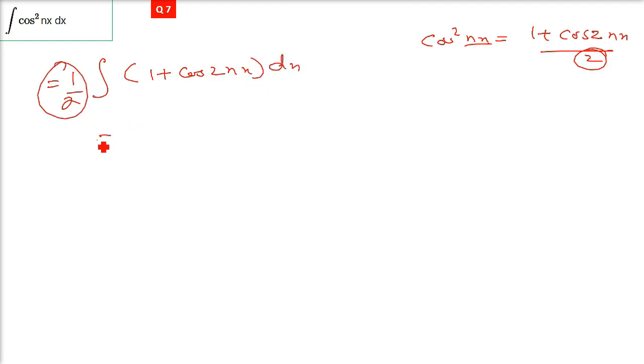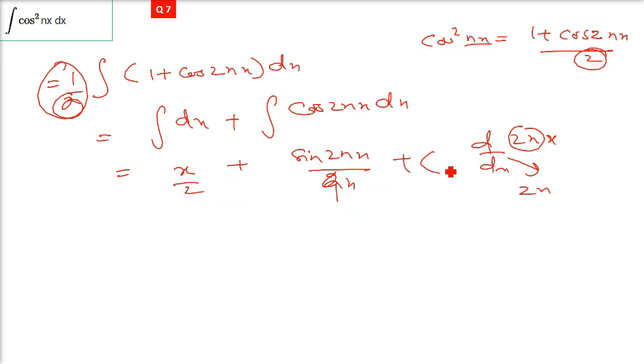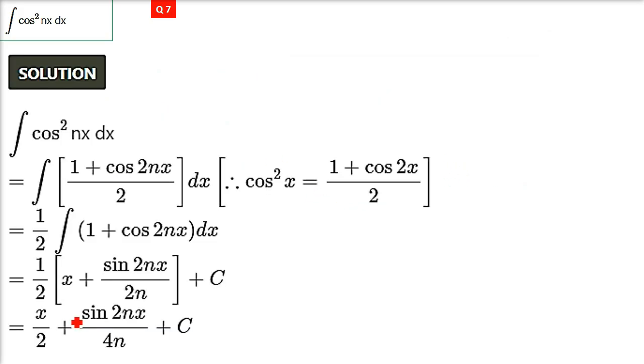We are going to deal this half later. So integration of dx plus integration of cos 2 nx dx here. Integration of dx is x plus cos is sine 2nx, and differentiation of 2nx is going to be 2n, and that has to be kept in the denominator. So just write this 2n in the denominator. Half was already there, bring it in. So this is the result.